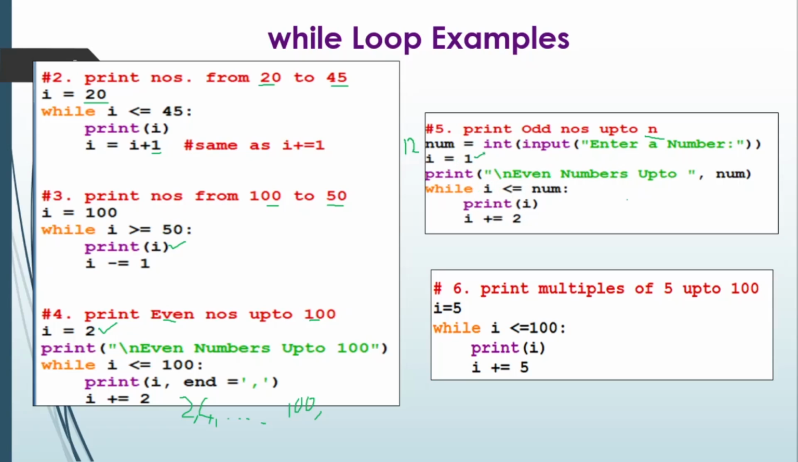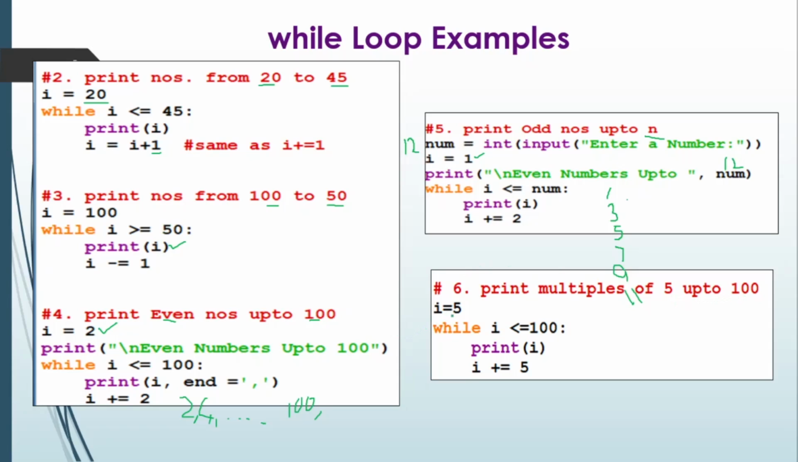First the variable is initialized with 1. Then the output will be displayed, odd numbers up to 12. First the condition will be evaluated as 1 less than or equal to 12. Since the condition is true, the value of I, 1, will be displayed. I plus equal to 2 increments the value of the variable I by 2 and I becomes 3, and the condition is 3 less than or equal to num. The condition is true and 3 will be displayed. After that 5, 7, 9 and 11 will be displayed. And when the value of I becomes 13, 13 less than or equal to 12 is false, so the loop terminates.